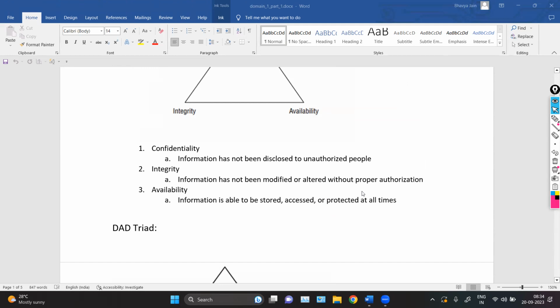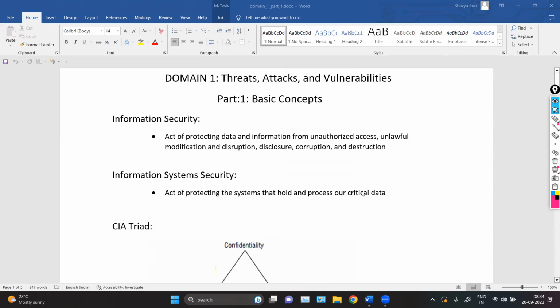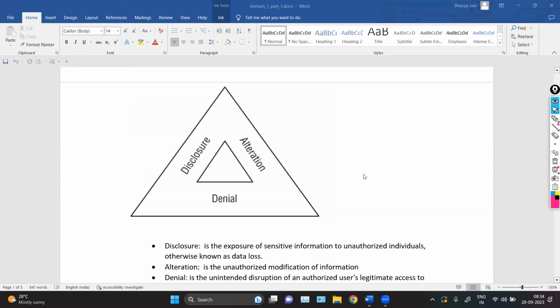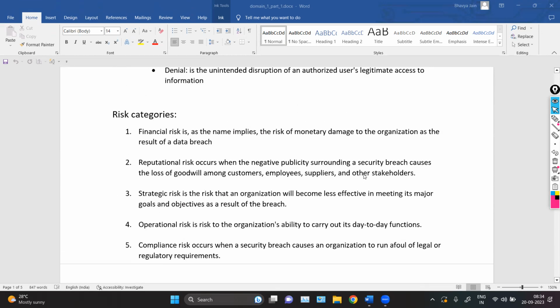Why the help with the result of the attack or human error or any natural disaster. Okay. So these are the basic parts of security: information security, information system security, the CIA triad and DAD triad, data breaches, and what is involved in information security. Okay. Then we have risk categories.